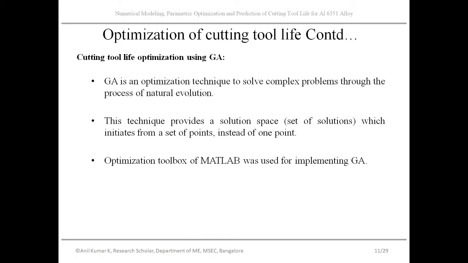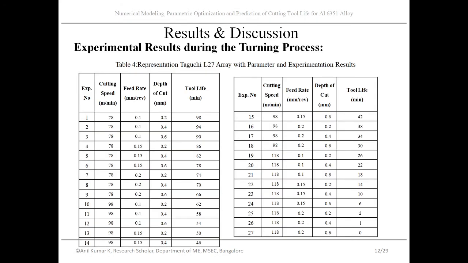Later I have optimized using genetic algorithm. So there are two optimizations: one by response surface methodology and one more by genetic algorithm. This genetic algorithm optimization is mainly used to solve complex problems through natural evolution. I have used the genetic algorithm toolbox in MATLAB for the optimization. These are the experimental results for these different parameters based on the L27 orthogonal array. Based on the tool wear rate, I have predicted the tool life for all these 27 experiments.